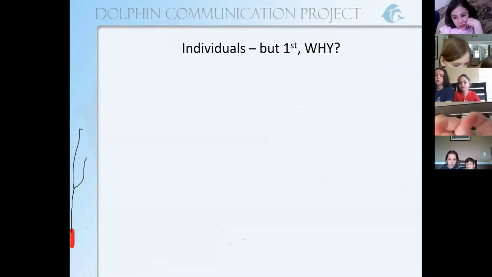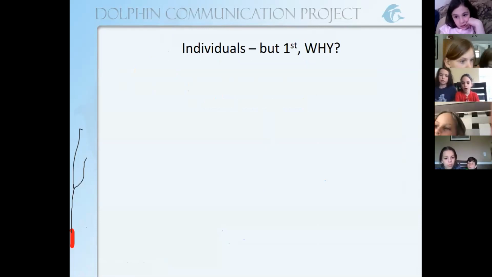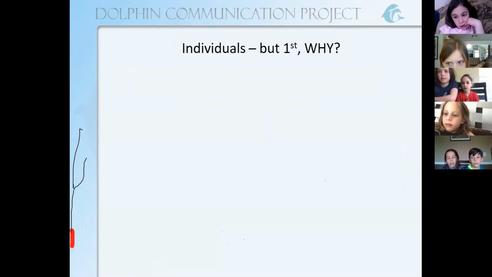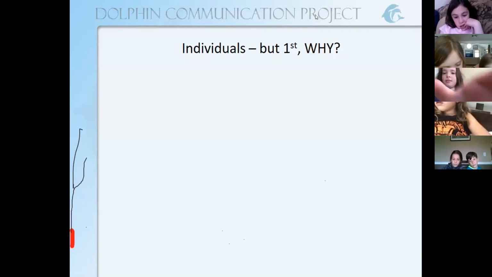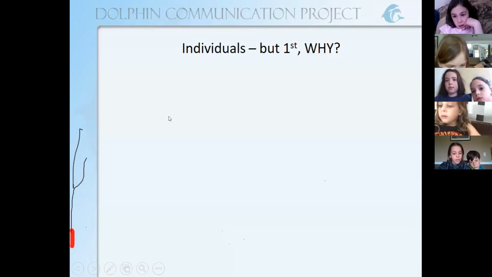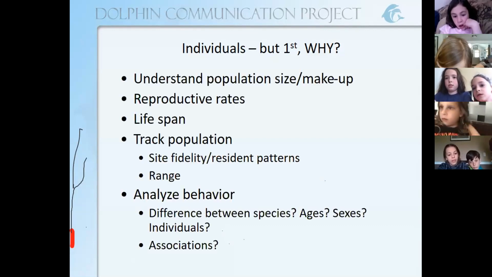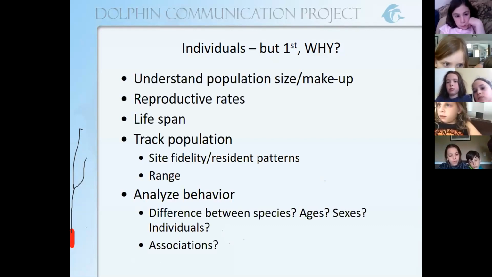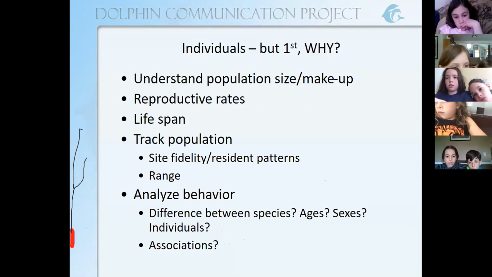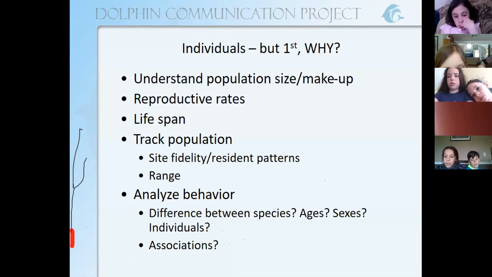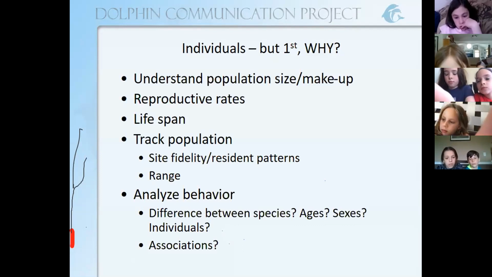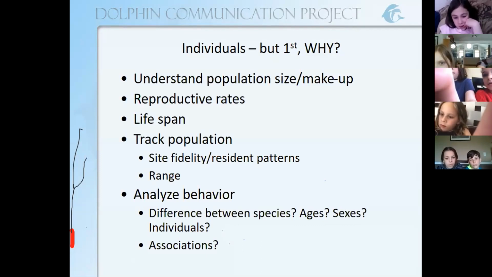Any ideas as to why a scientist would want to tell individual dolphins apart? Maybe so we could know how many there are? What if we went out on Monday and we saw 5 dolphins, and then on Tuesday we saw 5 dolphins? If we couldn't tell them apart, how would we know if it was the same 5 dolphins? Or are they totally different and we have 10 dolphins? Or were 3 of them the same and really we have 7 or 8 dolphins?